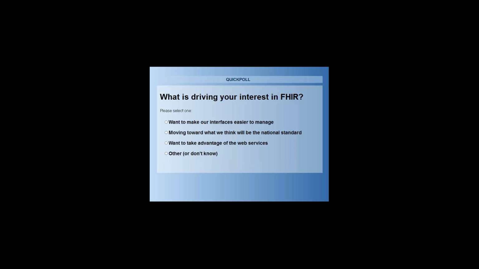The different answers there: you're wanting to make your interfaces easier to manage, or you're moving toward what you think will be a national standard, or you want to take advantage of the web services aspect of this, or maybe it's just other, don't know yet. We'll give it just a minute or two for folks to answer the poll, and once we've got a critical mass there, we'll have one of the organizers close this poll, see the results, look at those real quick, and then we can move on.